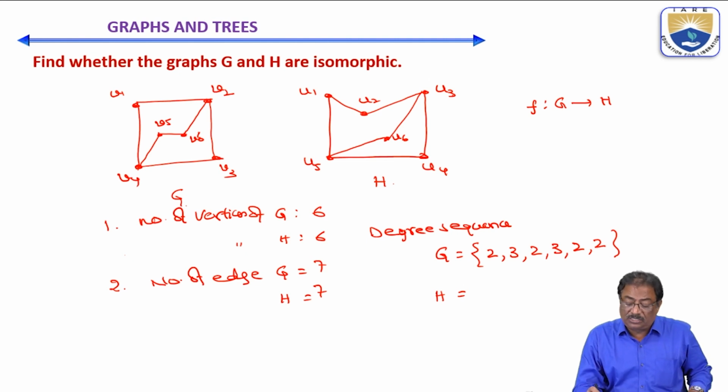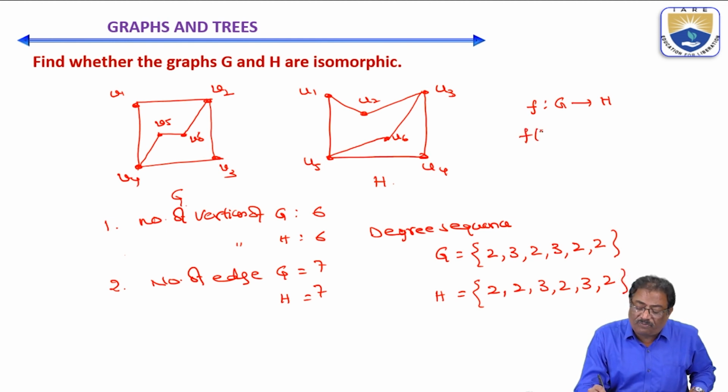And for H, we are going to consider the degree sequence for U1. U1 is 1, and U2 is 2, and U3 is 3, and U4 is 2, and U5 is 3, and U6 is 2. Now I have to map.